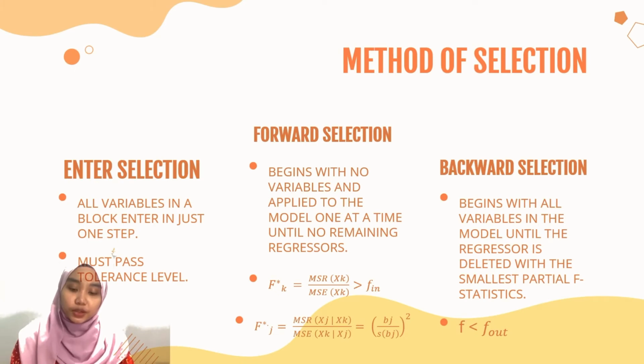The aim of method selection is to determine the best model for binary logistic regression. In the enter selection method, all the variables in a block are entered in just one step. All the variables must pass the tolerance level, which is 0.001.